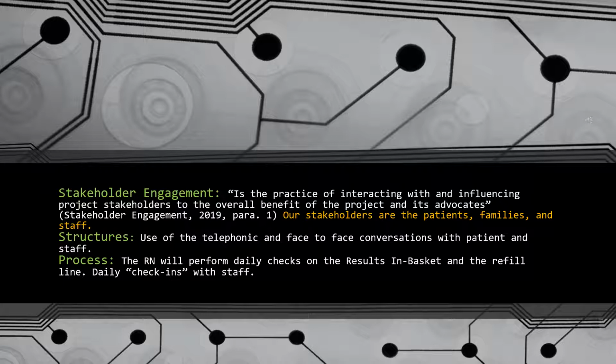And so our structure is going to be to use face-to-face conversations and the telephone to interact with our patients and the staff members. In our process, well, the registered nurse is going to perform daily checks with the results in basket in the computer system and the refill line, and then also do daily check-ins with the staff to see how things are going.